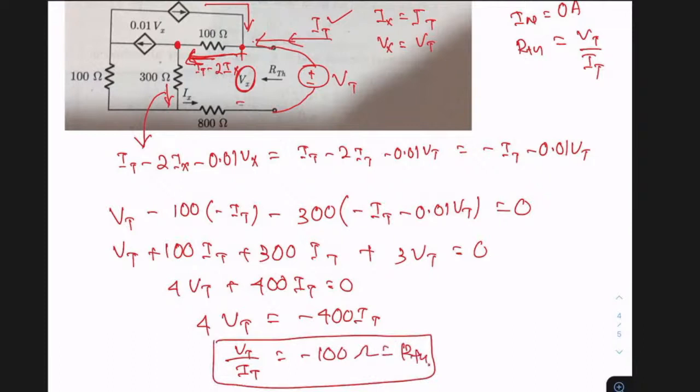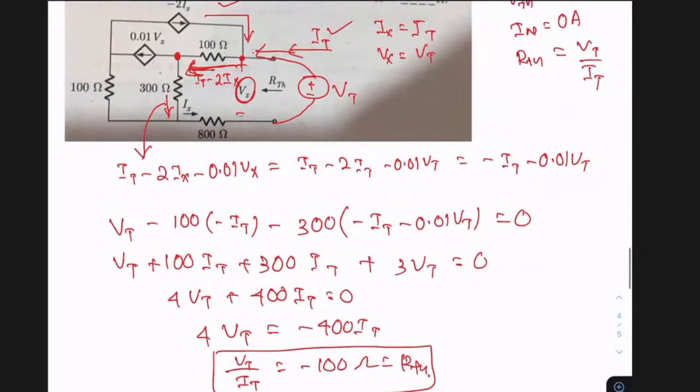Check the calculations, but you shouldn't be surprised if the RTH answer comes out negative sometimes. RTH can be positive, RTH can be negative. What matters is that you are not making any calculation mistake. But you shouldn't be surprised by observing this negative sign. RTH is not necessarily always positive.